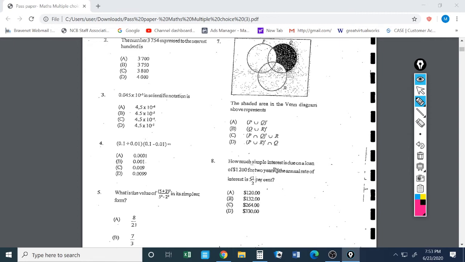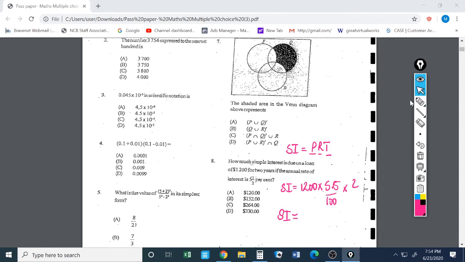So it says, how much simple interest is due on a loan of $1,200 for 2 years if the annual rate of interest is 5.5%? Now, remember the simple interest formula, guys, is equal to PRT, where P is the principal, R is the rate of interest, and T is the time. So in this case, all we need to find the simple interest is equal to 1200 multiplied by 5.5 over 100, which is a 5.5%, multiplied by 2, which is the time, and the simple interest is actually going to be equal to I think it's going to be 132.